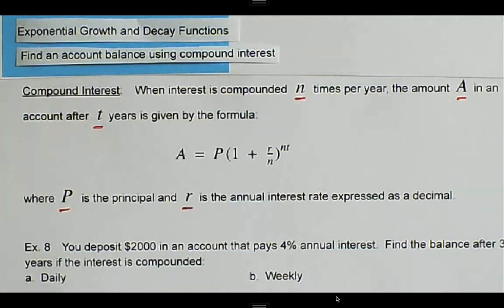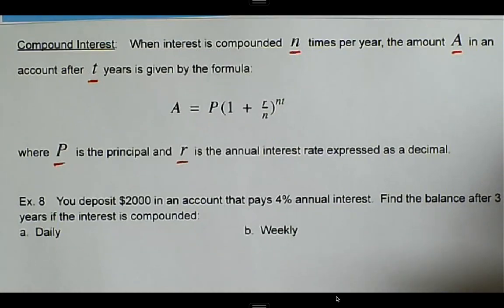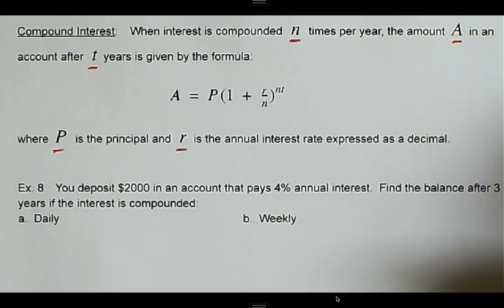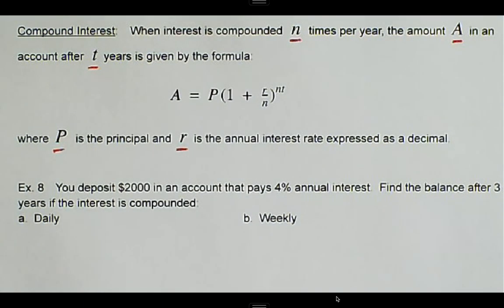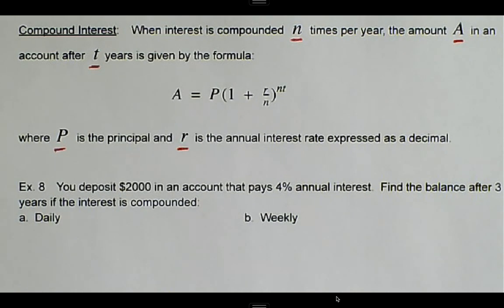And we can go through and use example 8 down here at the bottom. You deposit $2,000 in an account that pays 4% annual interest. Find the balance after 3 years if the interest is compounded, and there are 5 different options here. First one is daily.